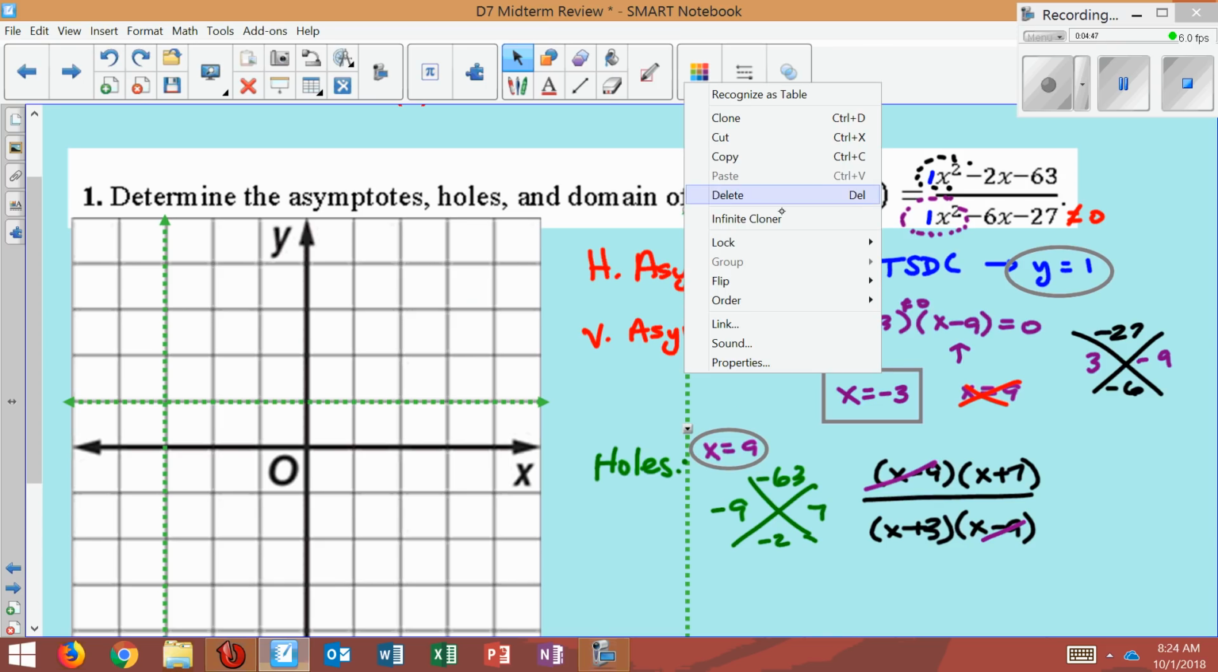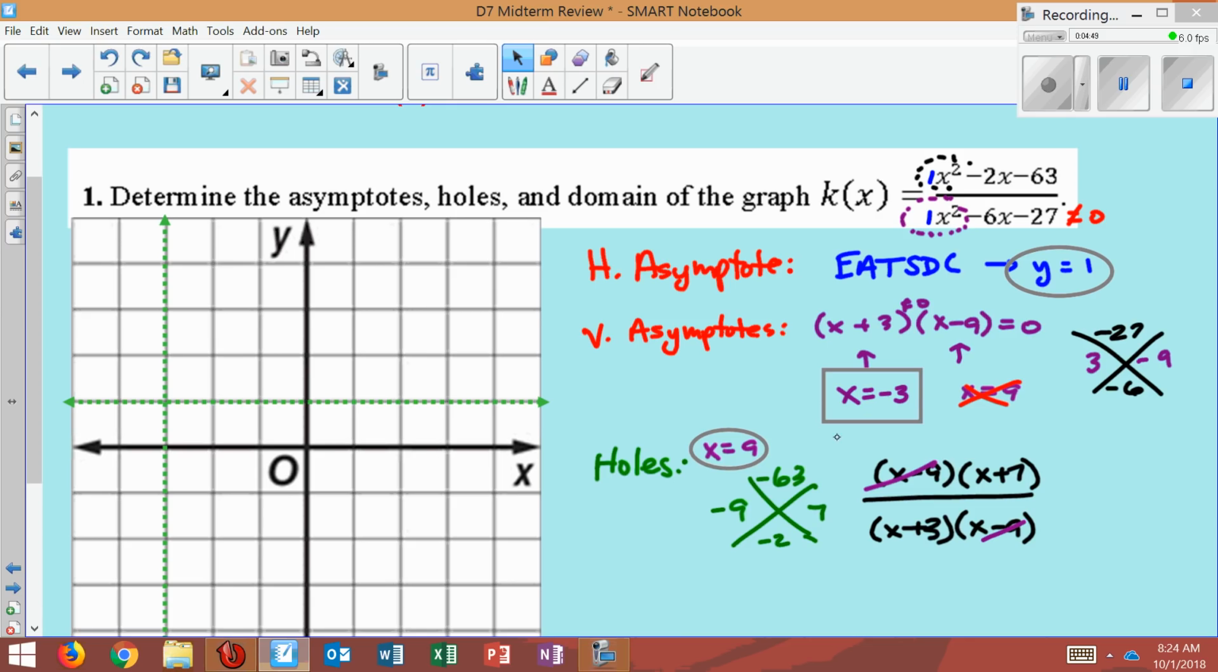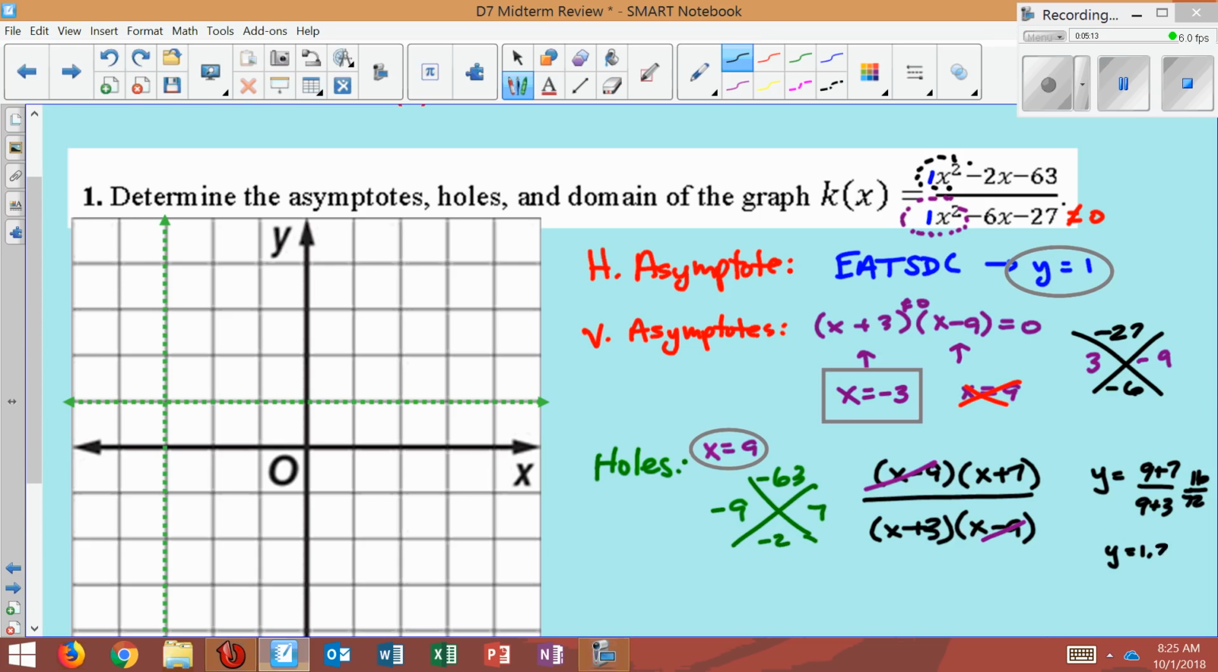And that's why we will check all this in the calculator. So we're going to have a hole out there. And if you want to know what the y value would be, you just plug it in here. So if I plugged in 9, y would equal 9 plus 7 over 9 plus 3, which is 16 over 12, or that's 1.25. So that would be the point where there is a hole. It would be 9, 1.25. That's where the hole would exist.